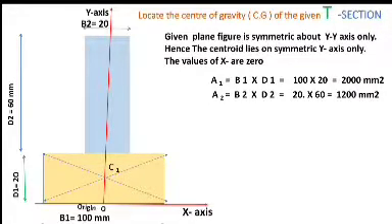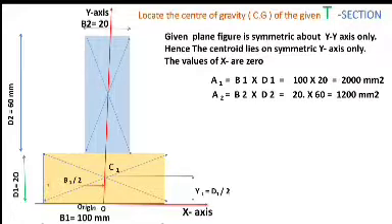C1 is the centroid of the bottom rectangle, at a distance of y1 equal to d1 by 2. In a similar way, I am drawing the diagonals for the second rectangle to locate the centroid C2. C2 is the centroid of the top rectangle, at a distance of y2 equal to d1 plus d2 by 2.